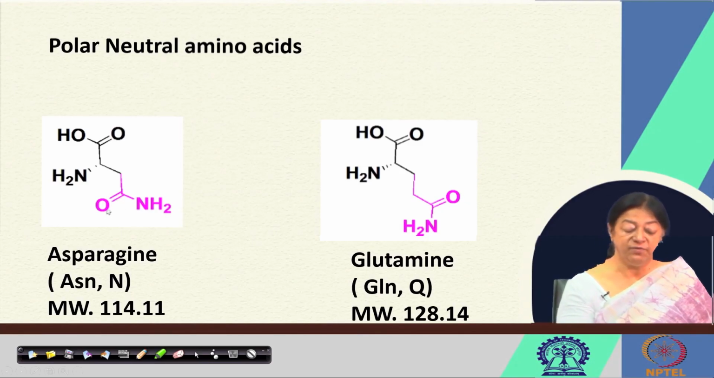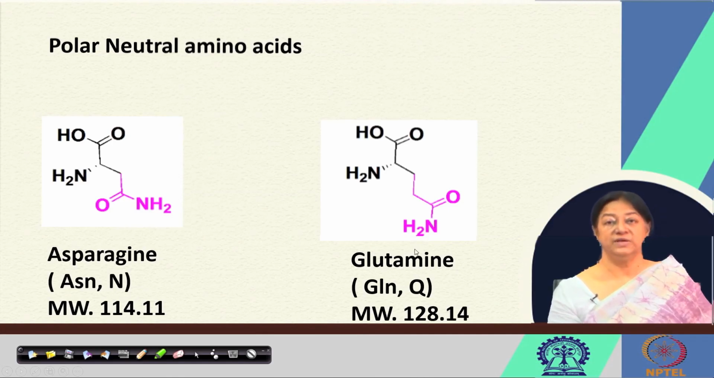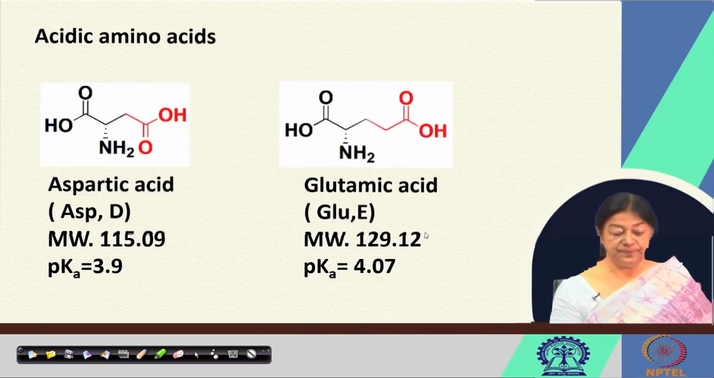Similarly, we see the same for asparagine. This is derived from aspartic acid. This comes from glutamic acid. Now, what is important about these types of amino acids is their involvement in hydrogen bonding interactions, which makes them important in their presence in proteins.